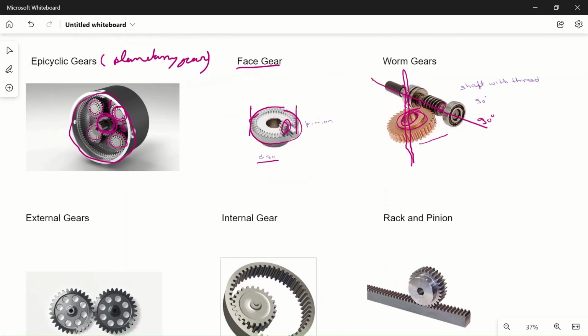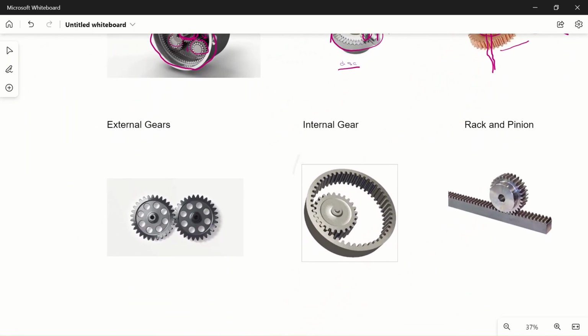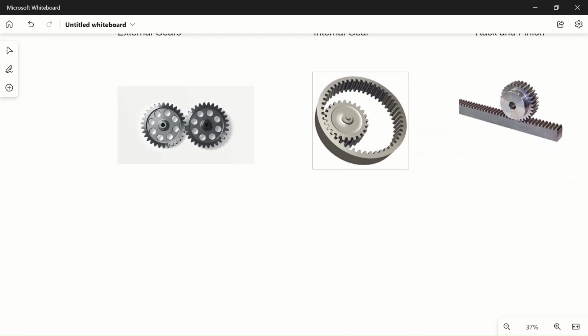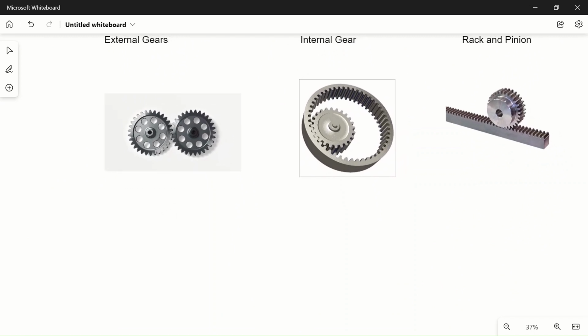Now next is external gears. What are external gears? External gears are a type of gears where the teeth are cut on the external surface of the gear. In this type of gear, these two gears will rotate in opposite directions. So these two are external gears in which the direction will always be opposite. If one is moving in clockwise direction, then the other will be moving in counterclockwise direction.